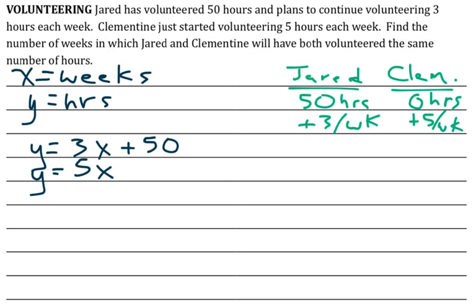Alright, I will get to the next step. So you would really know when are Jared's hours going to be the same as Clementine's hours. Which means, when will 3x plus 50 equal 5x? Now this is a pretty easy one to solve, so from here on out you're on your own. Pause this video, compare it with what I put.